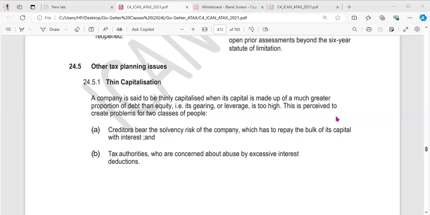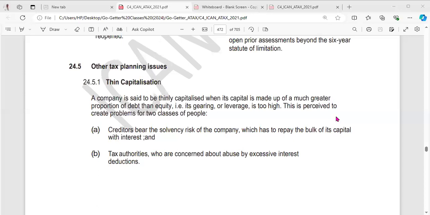And so why is this an issue? For two reasons. One, creditors bear the risk of insolvency of the company. So when you are collecting a high loan, there is a possibility of you defaulting. And when you default, there is a risk that you cannot pay back the capital and interest. So you can be declared bankrupt, and it is also going to affect your tax liability. It's also going to affect your going concern because of too much gearing in your capital structure. So the higher your gearing, the higher your chances of your business not being considered a going concern.